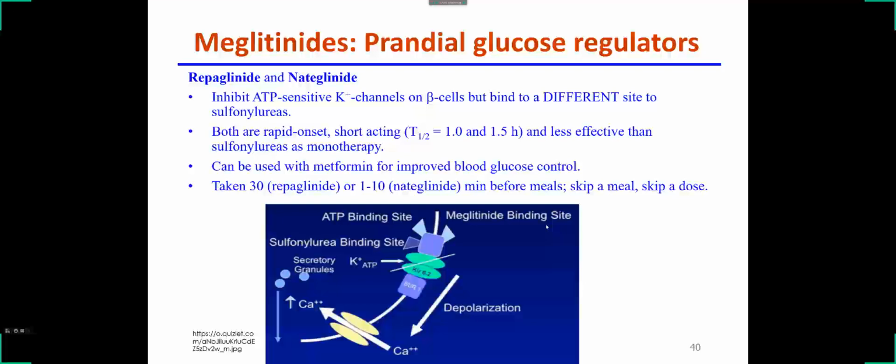Both of them are taken before meals. If you miss a meal, you miss a dose, okay? These are only to be taken right before one eats, and that is in part due to, again, the short-acting mechanism that they work with.